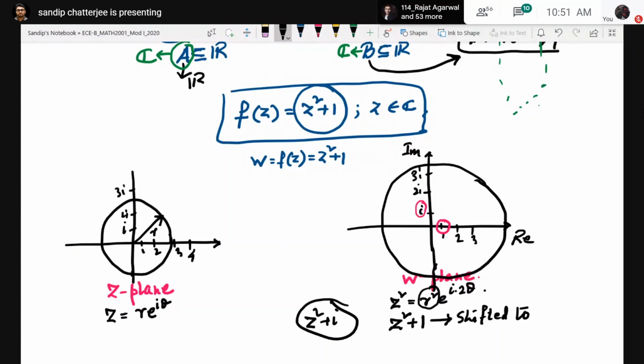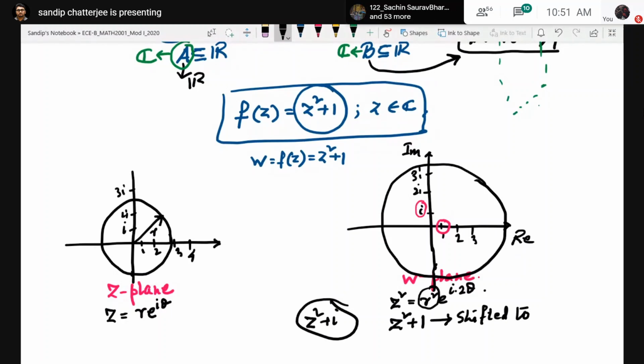If r is 1, the two circles will be the same. If r is an integer, like 2, 3, 4, then r square will be 4, 9, etc., so the circle will increase. If r is a fraction, say half, 1 by 3, 1 by 4, then if r is half, r square will be 1 by 4, so it will further decrease. So whatever the circle is, that will categorically depend on r, but the situation will be something like this. Am I clear?